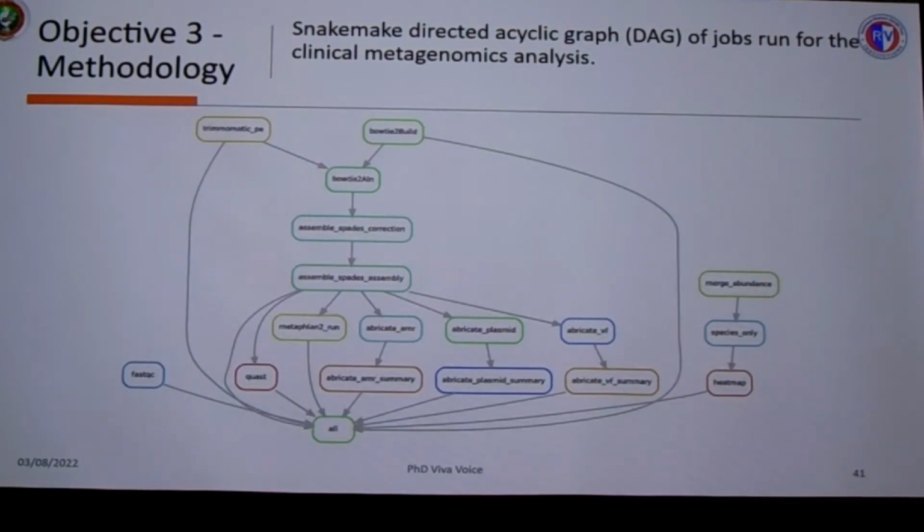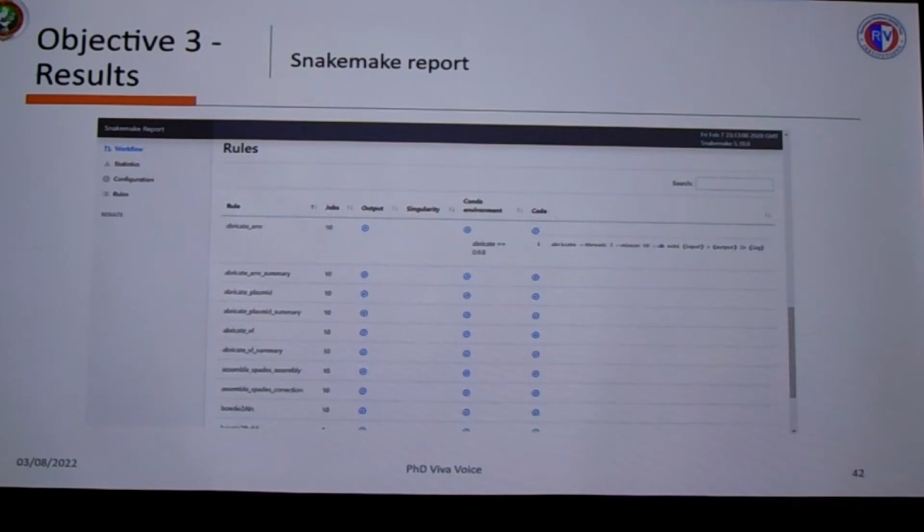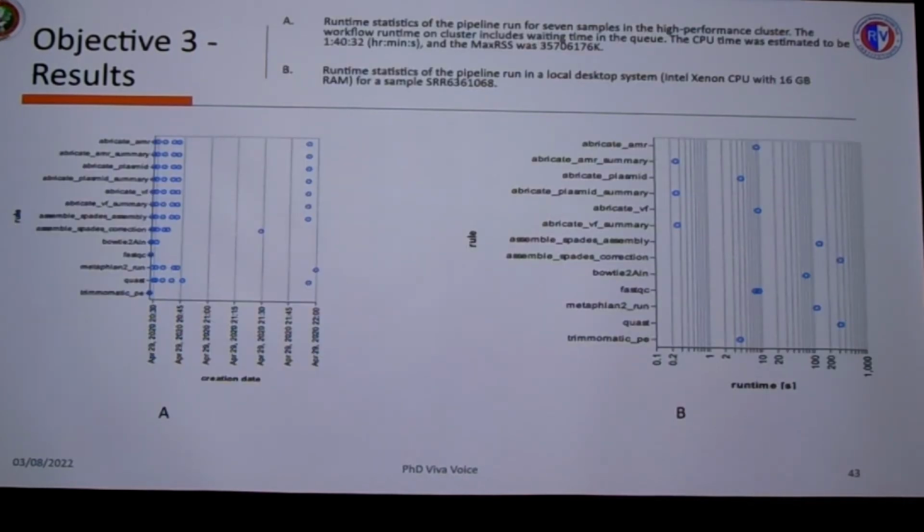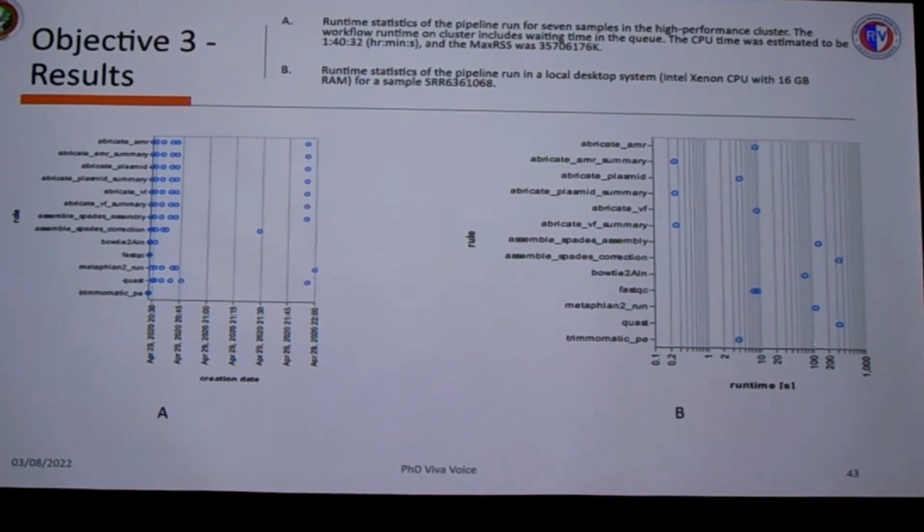This is a complete workflow which is built, and you'll get a report like this. If you click on the plus sign, it will also show you what versions are being used, so the user or researcher can change the versions accordingly. And this is the runtime of the samples. This was on the cluster, and within some seconds, you'll be able to do the entire analysis.